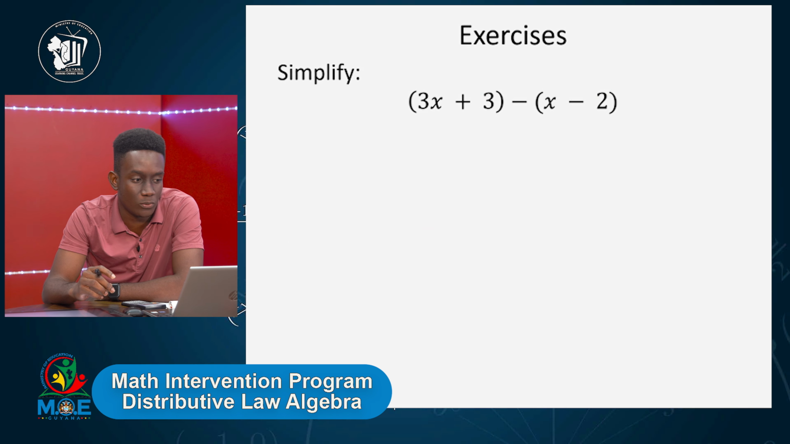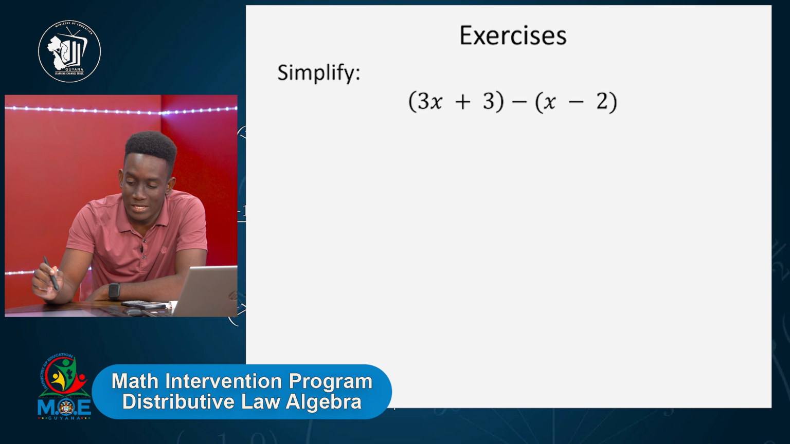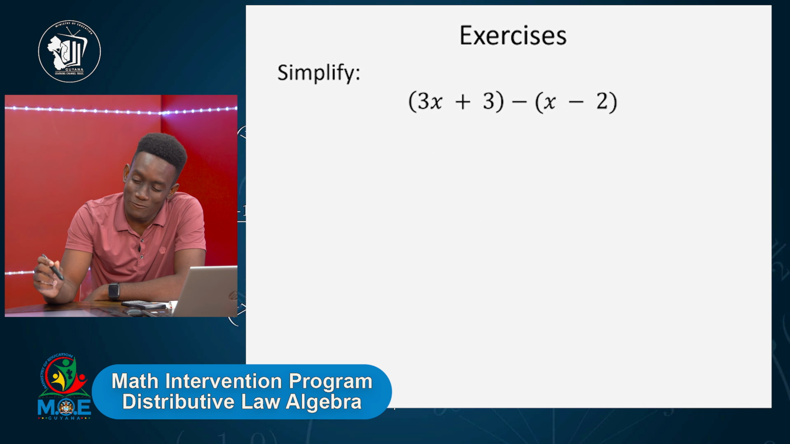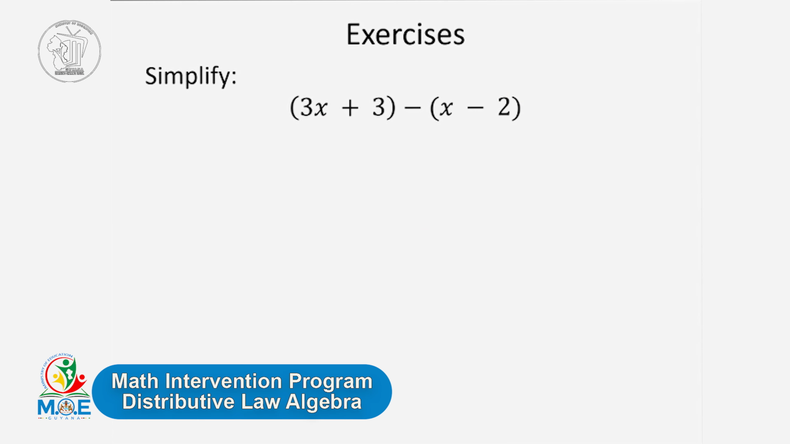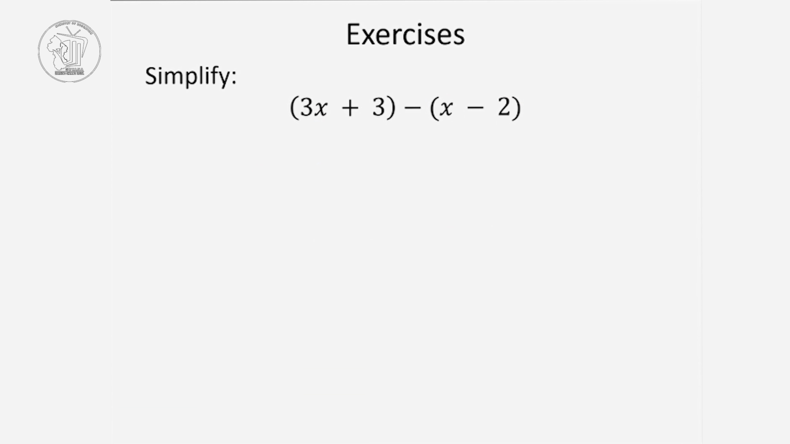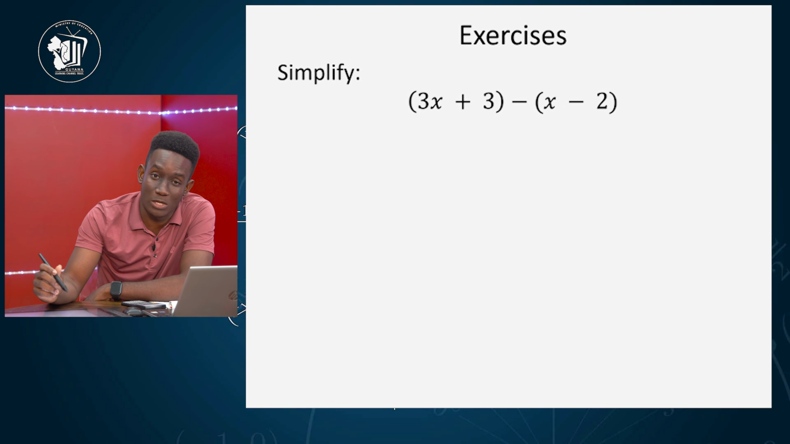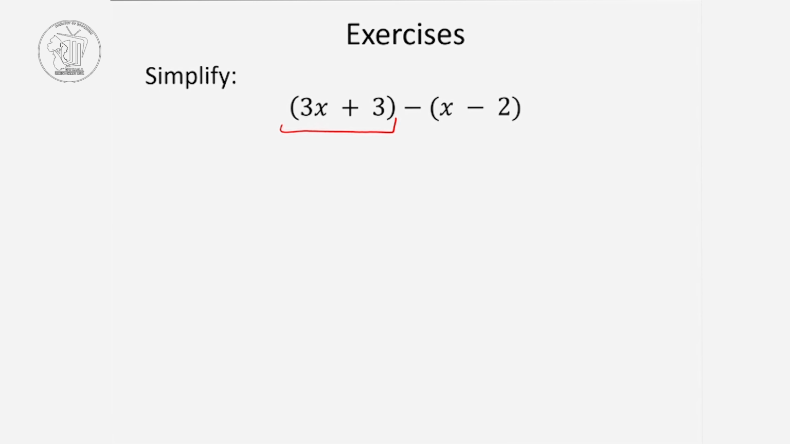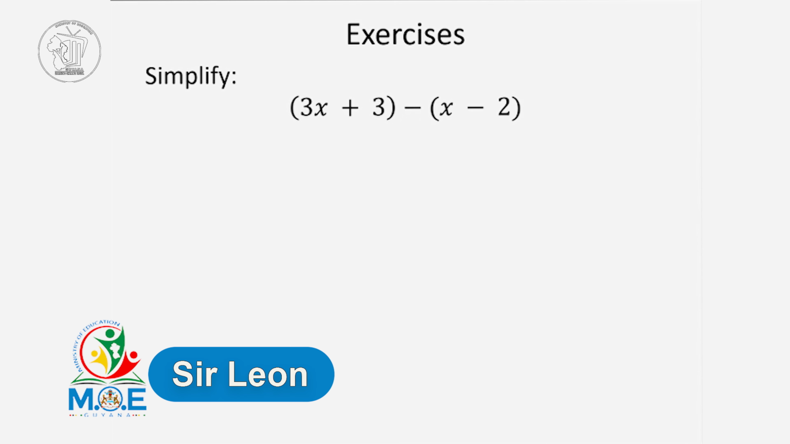And the last example now, I want to simplify this here. This one is kind of tricky. I have 3x plus 3 in a bracket, subtract x minus 2 in a bracket. How do I go about simplifying this? I want to get rid of the brackets. There's nothing to distribute here, so I can just get rid of this bracket. So this will be 3x plus 3.